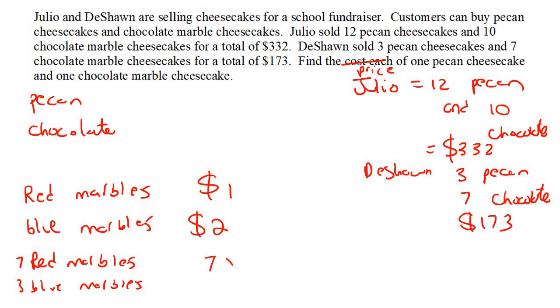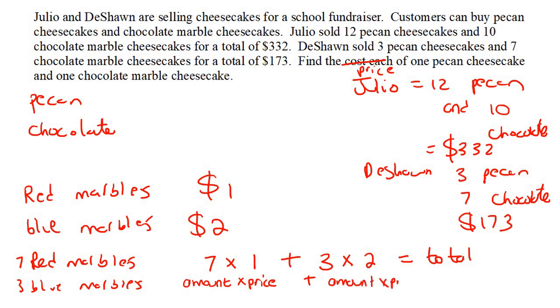Well, that would be really easy, right? You would say 7 multiplied by 1, because that's how many they bought, and each one is $1. Then you would say plus 3 blue marbles times $2 for each one, and that would give you the total price. So this is the format that we are going to be using in these types of questions. We're going to have the amount multiplied by the price of the first object plus the amount multiplied by the price of the second object, and that's always going to give us the total price. That should make sense to you.